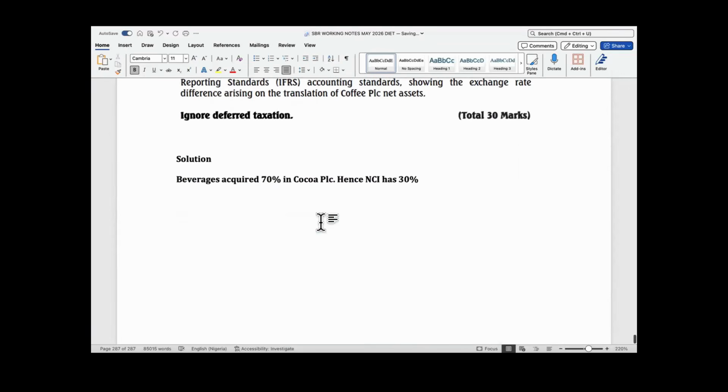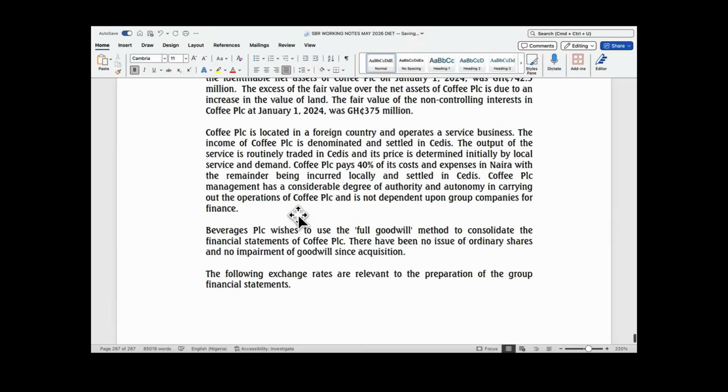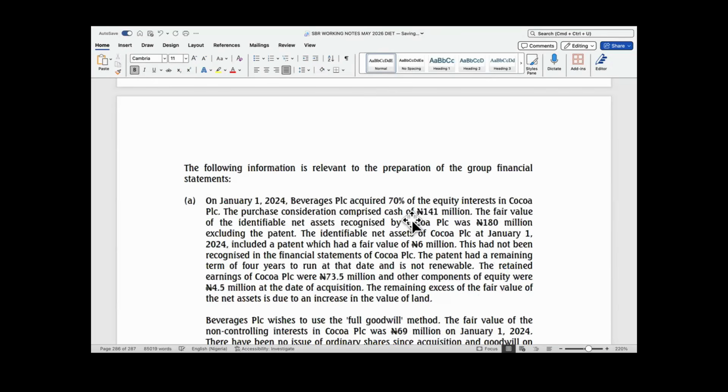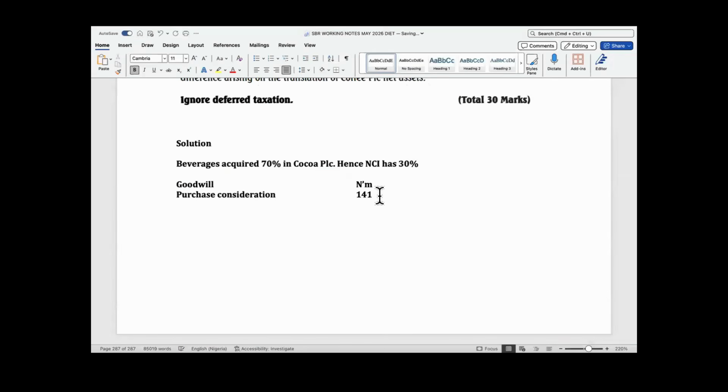So let me do my goodwill. My purchase consideration. I paid 141 million. If you look at it, that's the second sentence. I paid 141 million at the date of acquisition. Then the way we do it, because this is 70%, just so that I'm comparing 100 with 100, I will add what?